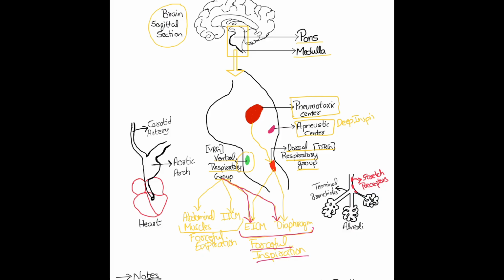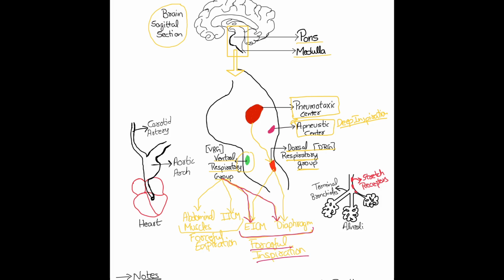Okay, inspiration. It regulates your DRG for going for deep inspiration. So it is actually like an antagonist to the pneumotaxic center. If the pneumotaxic center is switched off or not functioning, then automatically you can't breathe fast. In that case, that person will breathe very deeply because of this apneustic center.